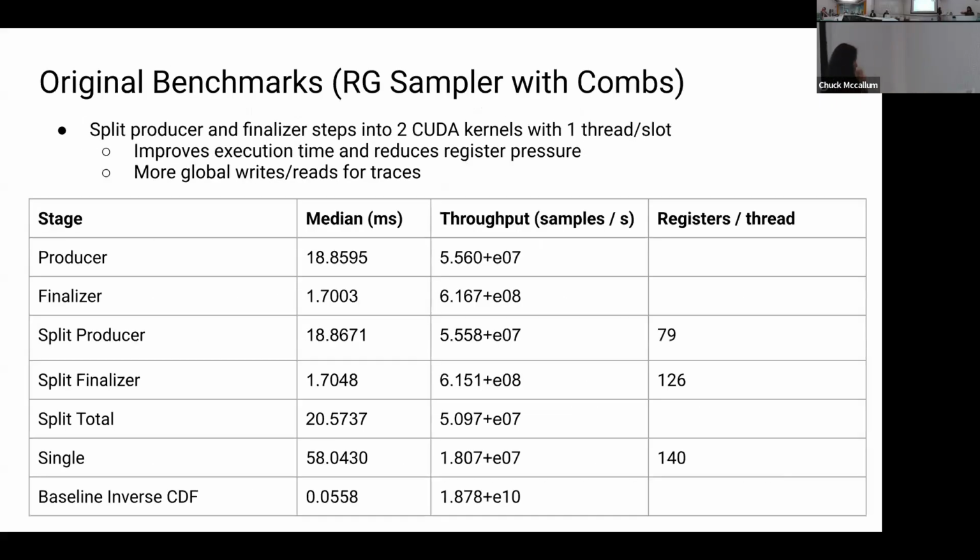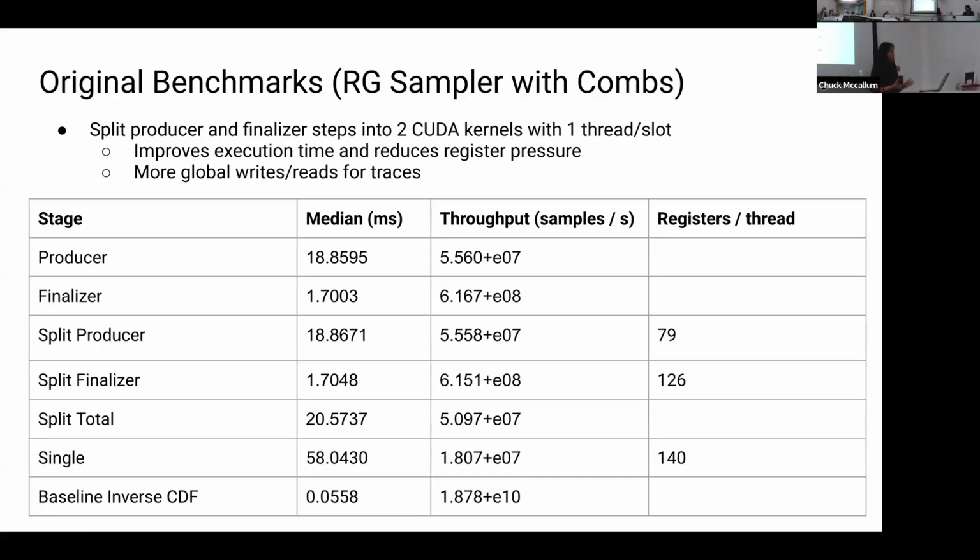Actually, I missed this slide, but over here we can see that this single approach, which is putting the producer and finalizer into a single kernel, was a lot slower than if we were to split the producer part and the finalizer part into their own separate kernels, and it was around 2.8 times slower from there.